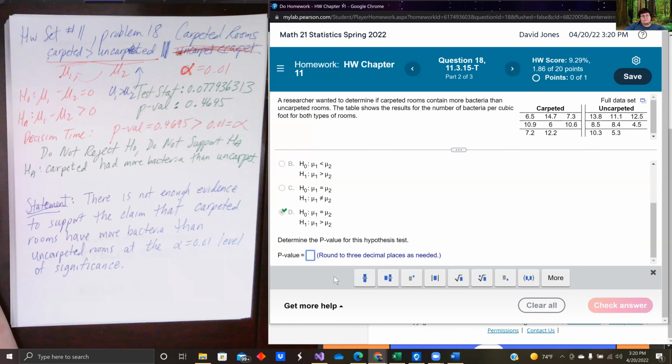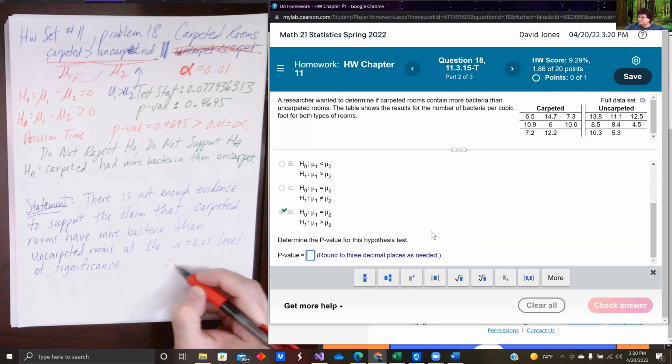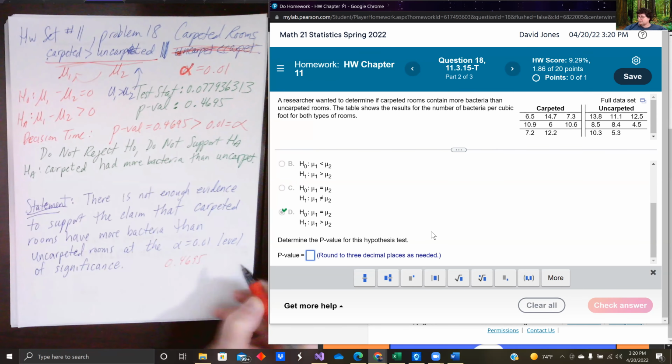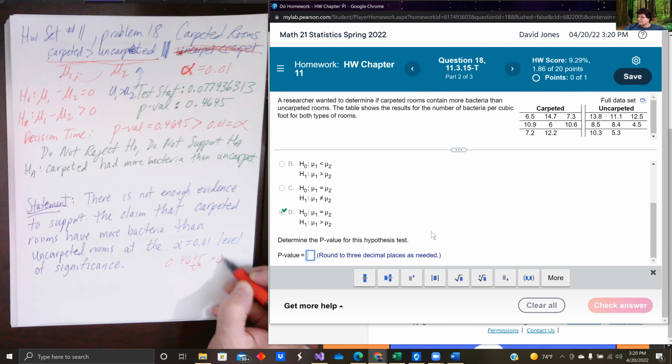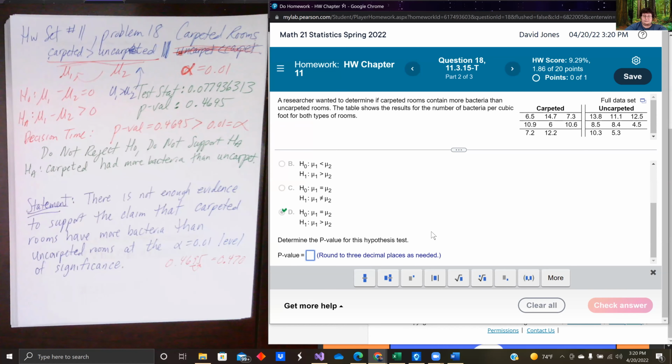The p-value, thankfully, I wrote everything down because I didn't know what they were going to ask. Ooh, rounding here. Rounding 0.4695 to 3 decimal places. I'm looking at the 9. The 9's got to round up to a 10. That means this is 0.470 to 3 decimal places. One of those rare events where you round up and the number was a 9.